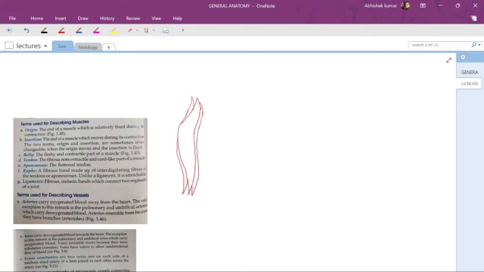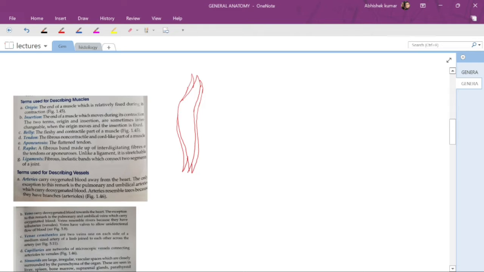So I have already made a muscle diagram today. This is a smooth muscle, like you have read in class 9th, a smooth muscle is spindle shaped, so I have made it look like that. So first I am going to talk about the origin.